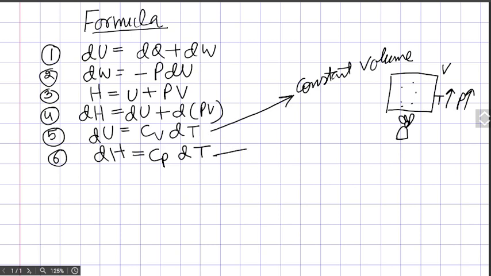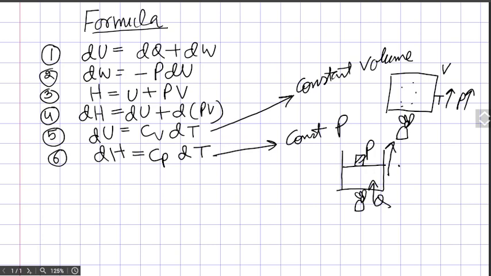and this formula is for constant pressure. What kind of system will it be? It will be like this. Constant pressure you will maintain here. You will not change this weight. Now you heat this. You give it some heat. So this will go up. Its volume will increase. Temperature will also increase. There you will use this formula.